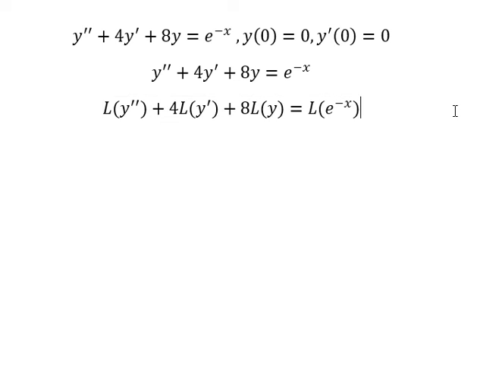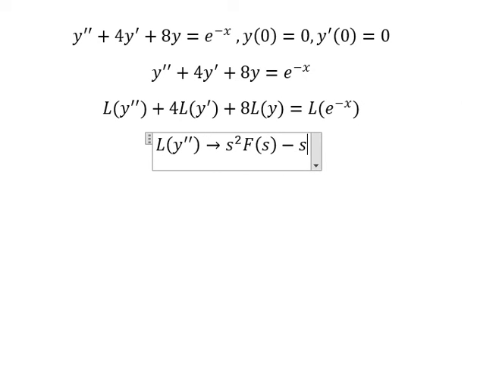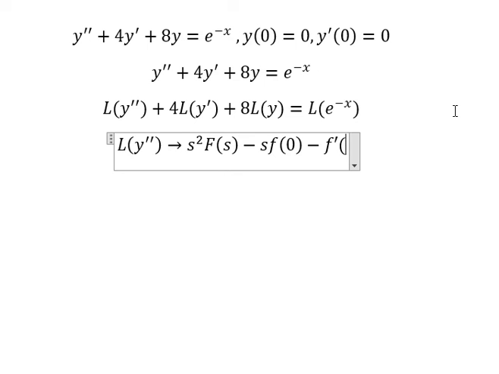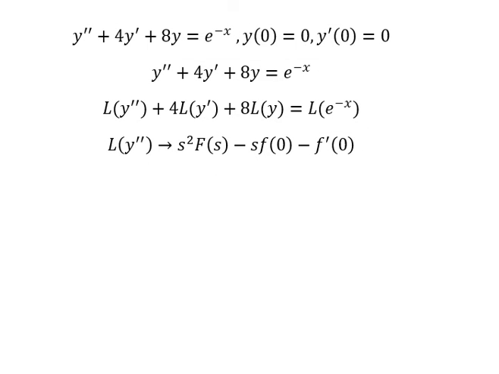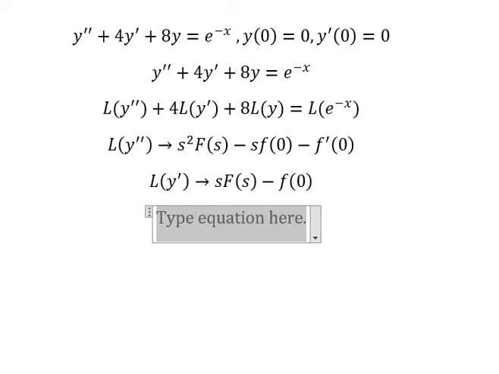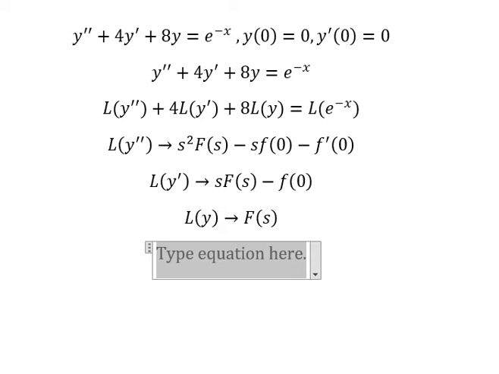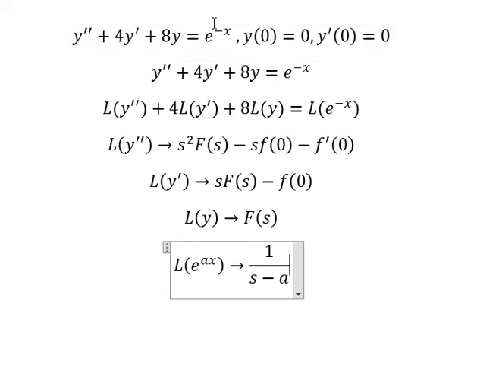For this one, we need to transform into s squared capital F of s minus s f of 0, and later we have the first derivative f prime of 0 in here. And now we go to the Laplace of the first derivative of y, that is s capital F of s minus f of 0 in here. The next one, capital F of y, is capital F of s. The next one, we have the Laplace of e to the power of at, and that is 1 over s minus a. a in this situation is negative 1.